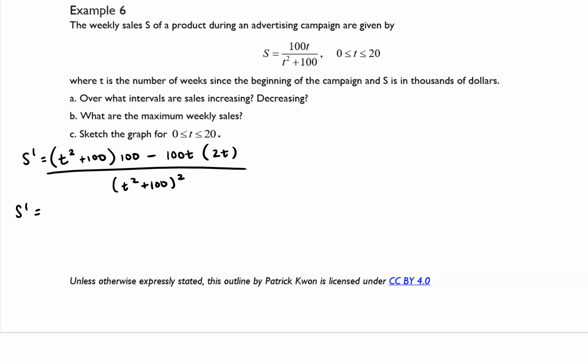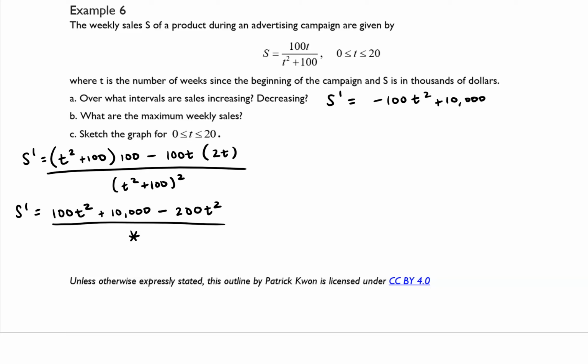So we have S prime is equal to 100 t squared plus 10,000 minus 200 t squared over that same denominator. And I'm just going to put a star to indicate that, I'm too lazy to copy that thing down. So if I simplify the numerator further, we have S prime is equal to negative 100 t squared plus 10,000 over t squared plus 100 squared.